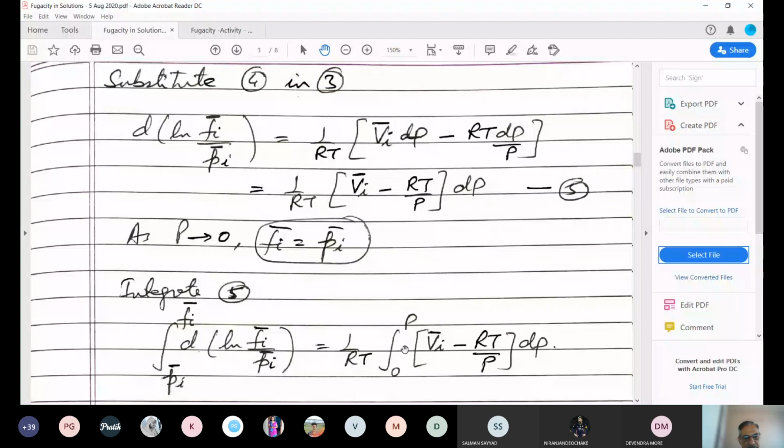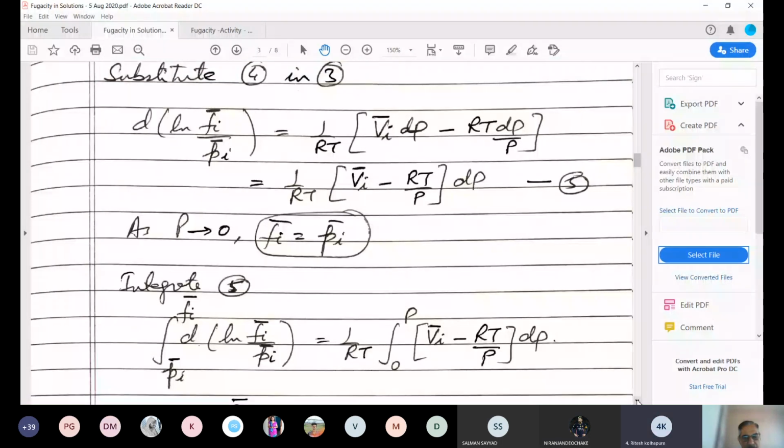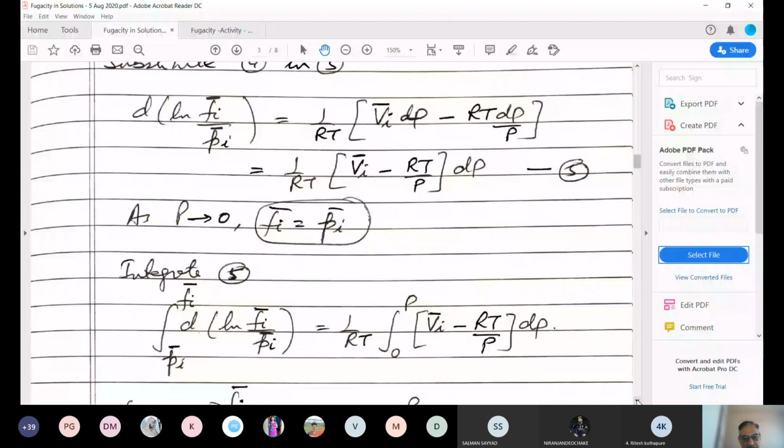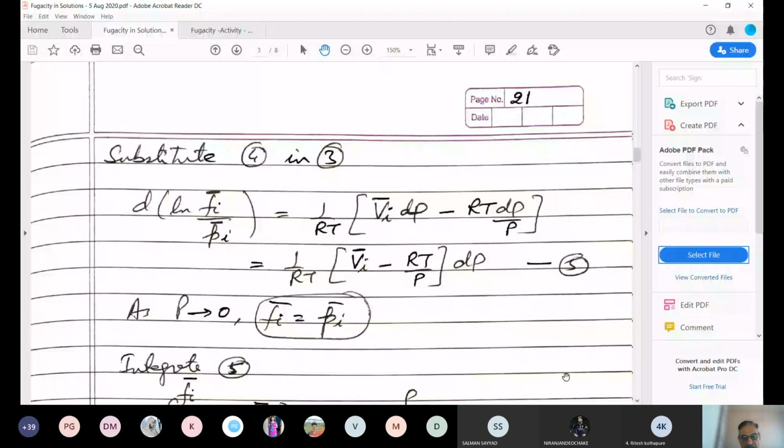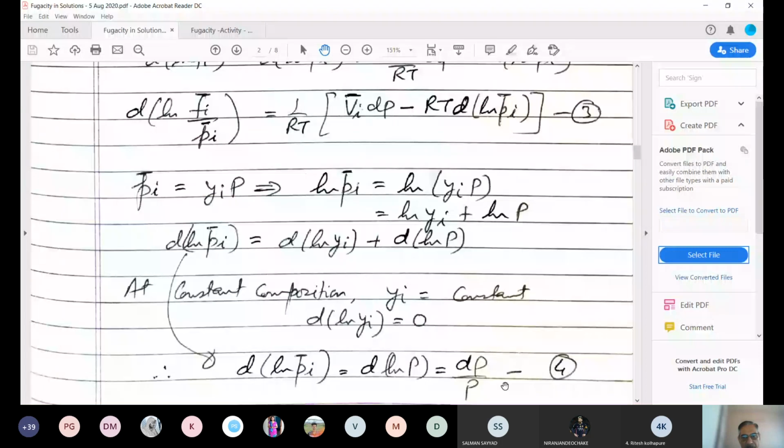Okay, any questions on this? Show equation 4 again. Equation 4, this is equation 4: d ln Pi bar is equal to dP by P. This we have put here in equation 3. d ln Pi bar, so this becomes RT into dP by P.